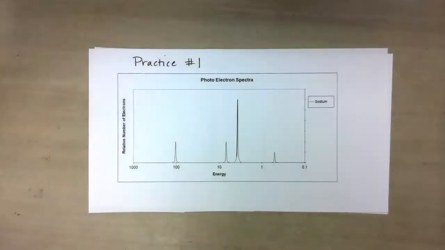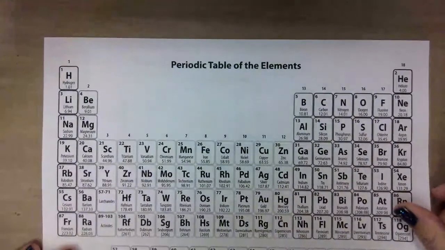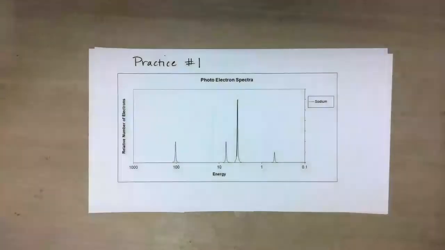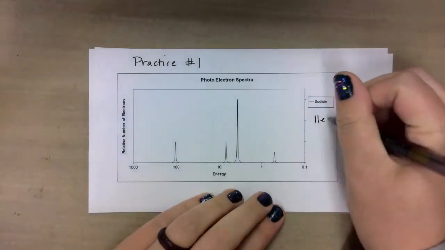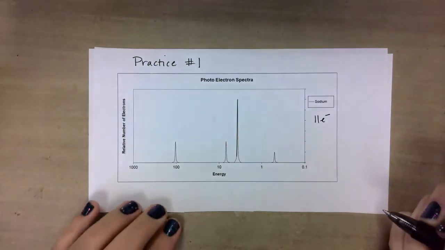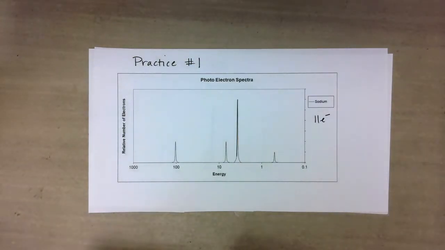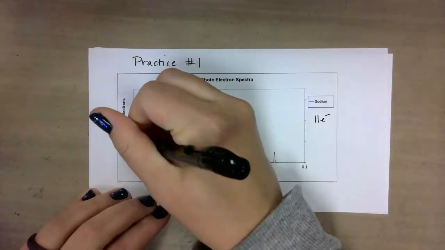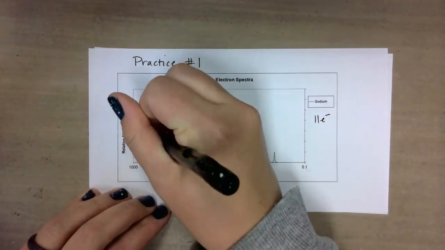If we find sodium, it is atomic number 11, so it has 11 electrons. And if we want to label these peaks, remember that the highest energy peak is going to be the one that has the location closest to the nucleus. So the peak that's right over 100 is closest to the nucleus.